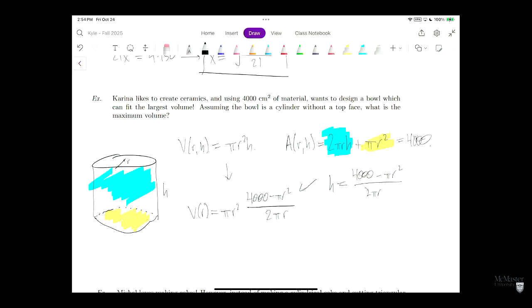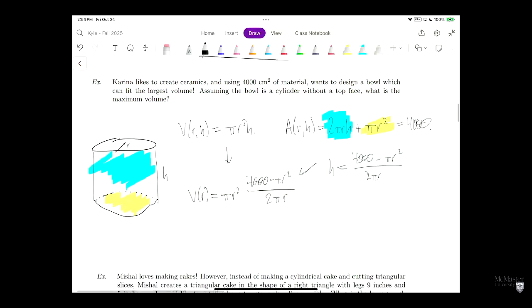So is everyone okay with how we converted our constraint and our objective function into a single variable objective function? Aha! So now we know how to use calculus on this function. In particular, let's rewrite our function V. We'll cancel our pi and our r. So this turns into r times 4,000 minus pi r squared, and let's pull the 1/2 to the front: 1/2 r times 4,000 minus pi r squared.